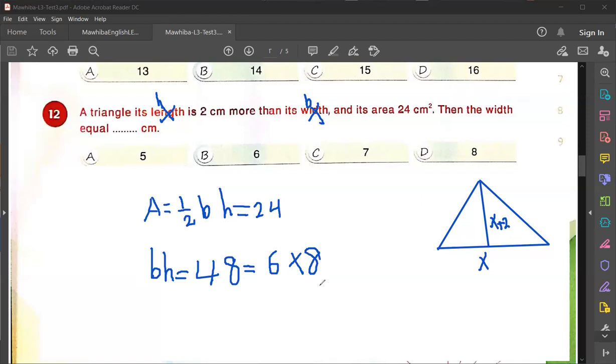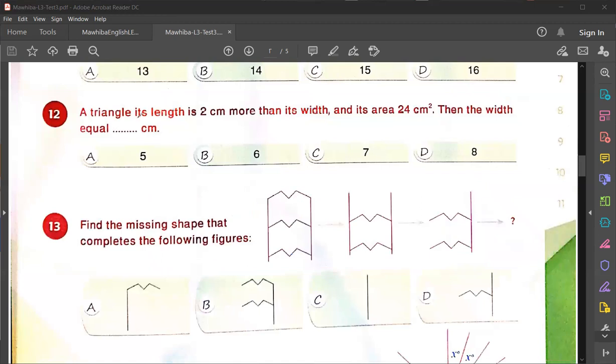So the height is 8, and the base is 6. The base is 6. So the width, here we've asked about the base, it is 6. So the answer is 6, right? Do you understand, my student? Do you understand?